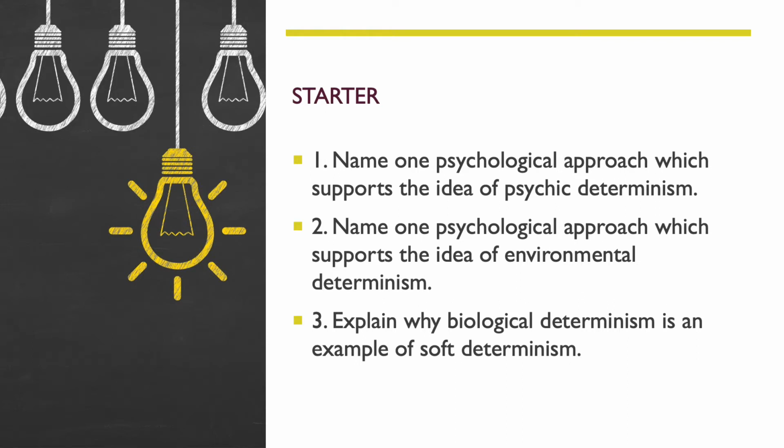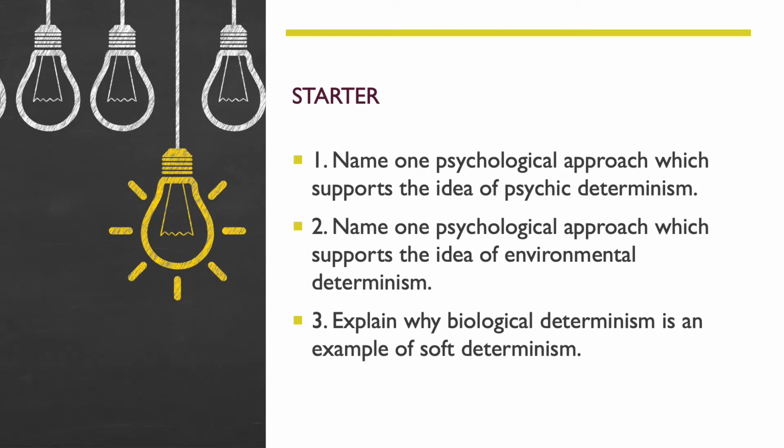So, one, name one psychological approach which supports the idea of psychic determinism. That's obviously psychodynamic. It says that our behaviour is determined by our libido, our sexual drive, and that is what will determine our later personalities, whether we can become fixated at a certain stage of our psychosexual development, which will make changes in our personalities. Two, name one psychological approach which supports the idea of environmental determinism. That's obviously behaviourism. So the idea of classical conditioning and operant conditioning, and that is how we learn behaviour.